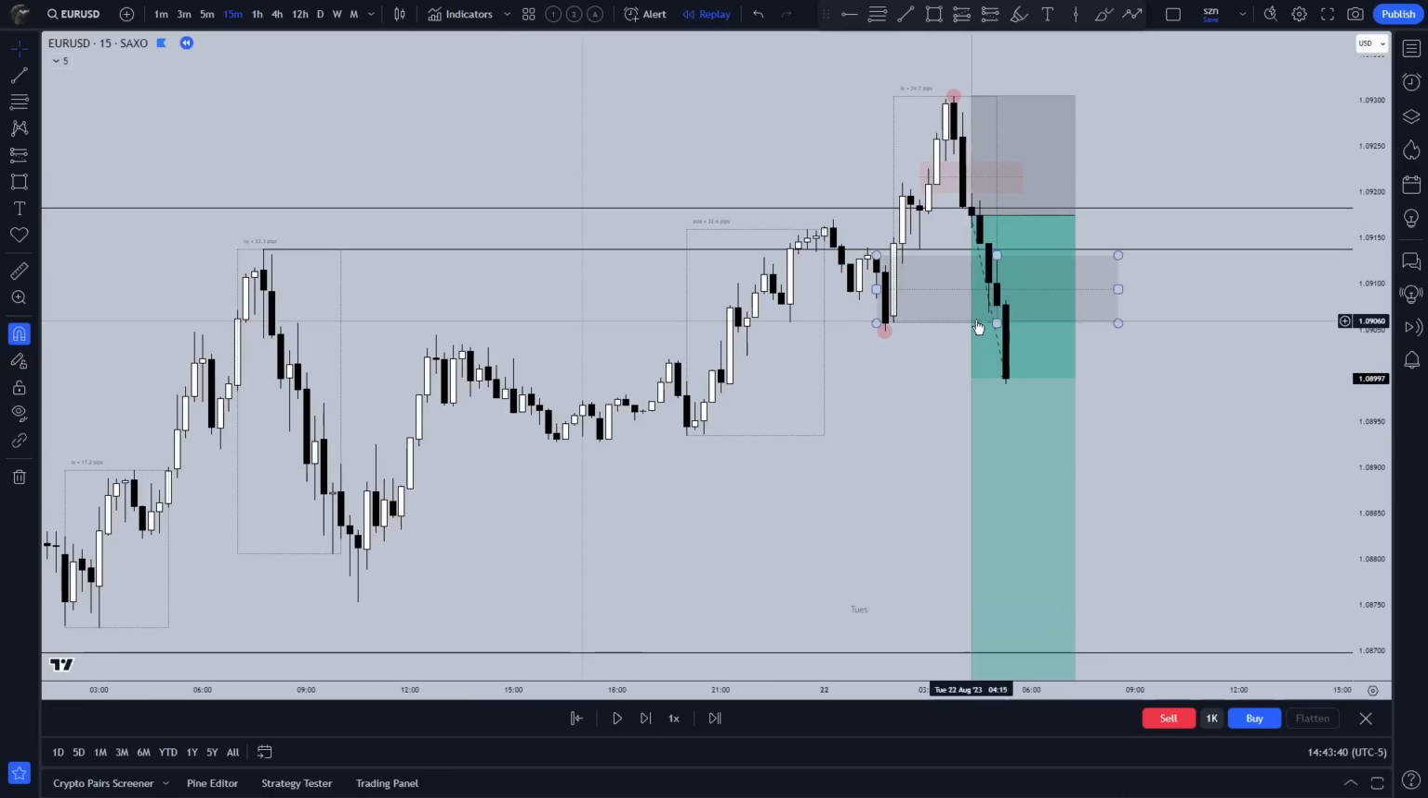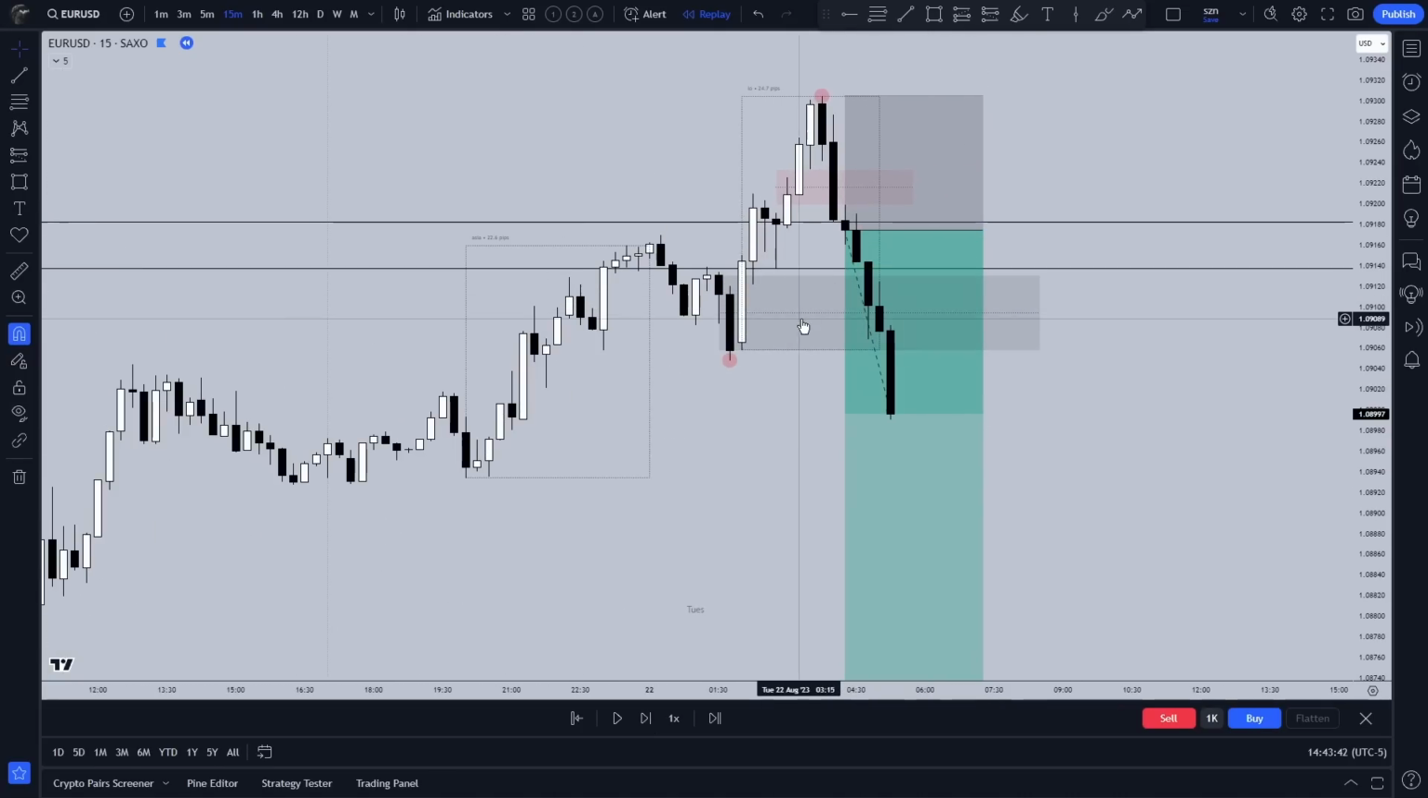And now, as you can see, we got the close below. So at this point, what I would do is put my stops to break even from the first trade, because now there's no reason for price to trade back above the breaker. So I would put my stops to break even. So I'm pretty much in a risk-free trade.